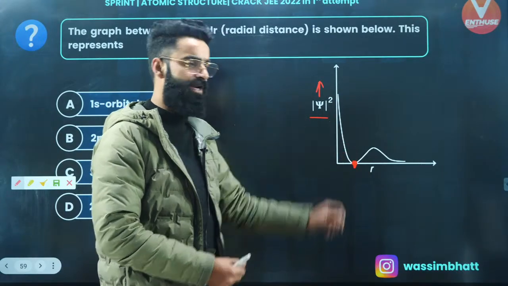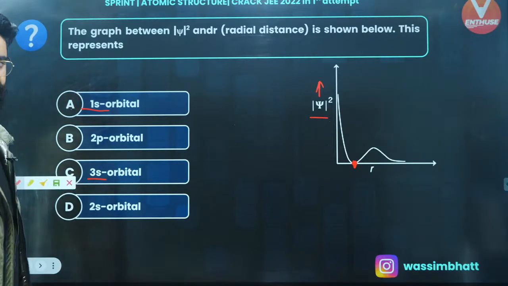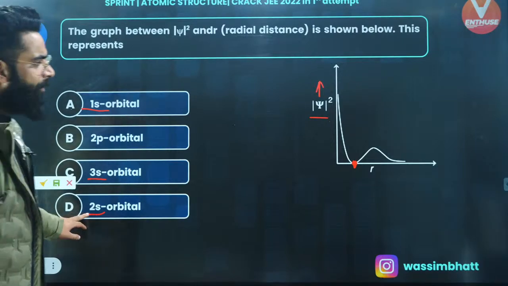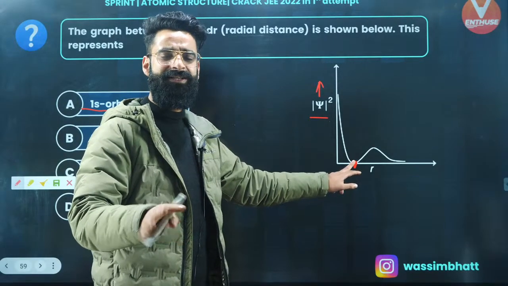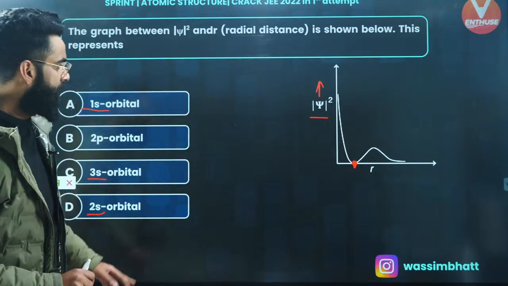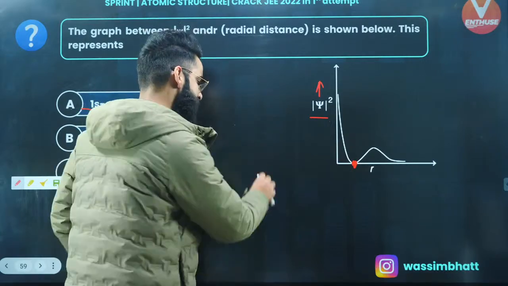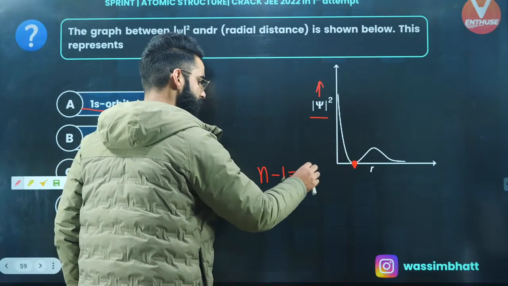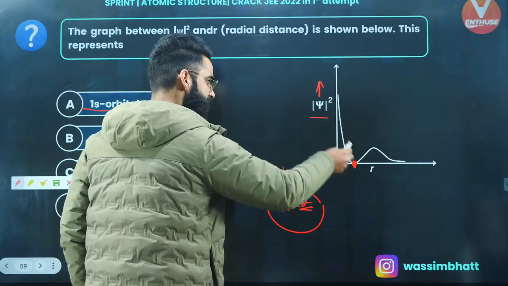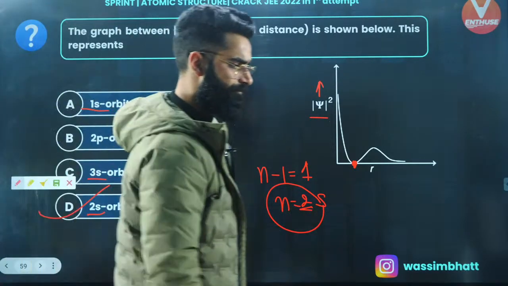So this is basically valid for s. It can be either 1s, 2s or 3s, right? But how many nodes are there in total? In case of s, there is no angular node, right? L value is 0, there is no angular node. So there will be radial nodes only. So basically over here there is one node, and there is one total node only. So n minus 1 value, which is equal to the total number of nodes, is equal to 1. So n value is equal to 2, right? So you got the principal quantum number and you already identified this is for s. So 2s is going to be the final answer. So option D is the one which is correct, right? Simple, guys.